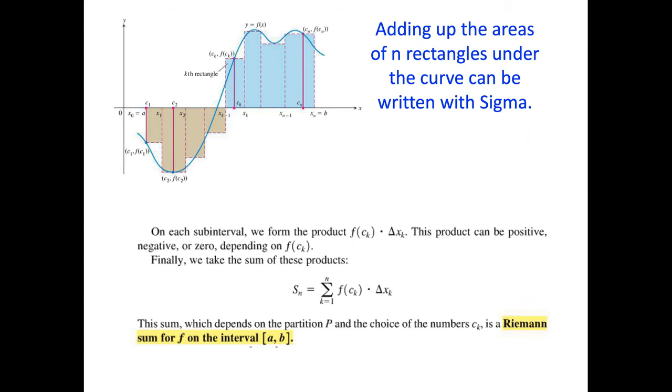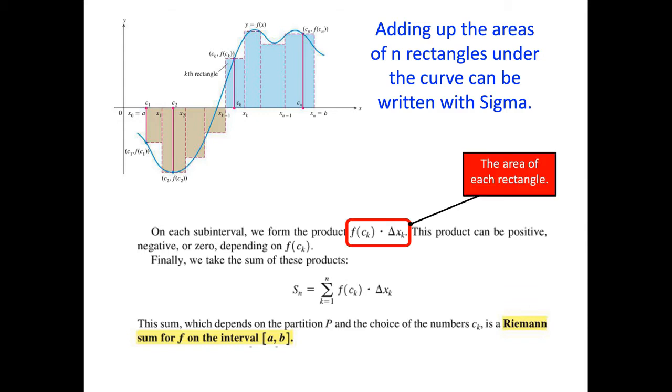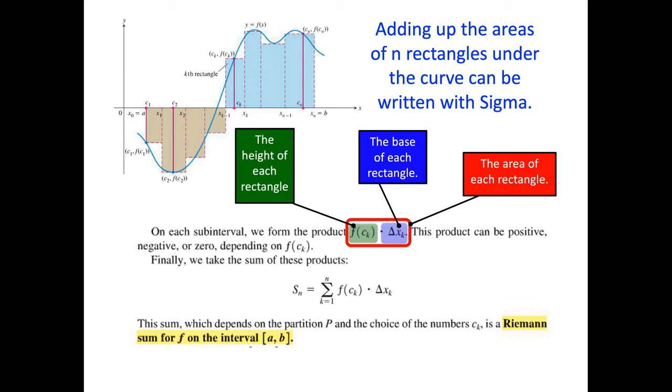Well, let's get back to basics. How do we find the area of each one? We multiply the height of each rectangle, which is the function evaluated at each input. In this particular case, each input is called c sub k. Remember, k is how many you wanted to do, from the previous slide. We take that height and multiply it by every base, and every base is just delta x sub k. Delta means change, so it's just the change in every sub-interval. We multiply those together, and that's the area of each rectangle.